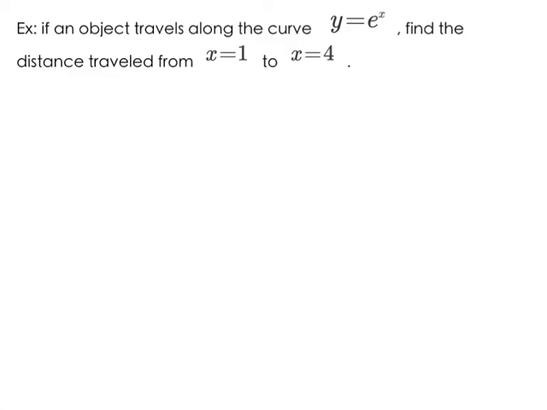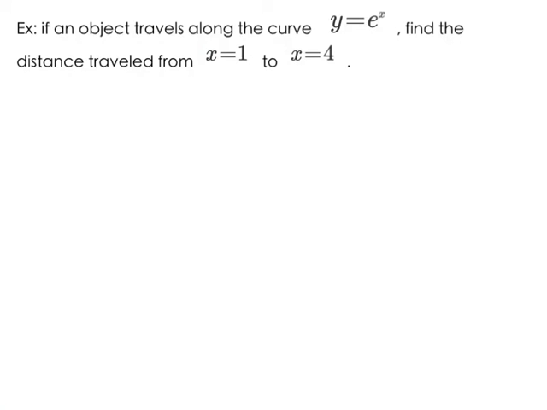Okay, so we're not going to do one that says find the arc length of, because then you know that you have to use your arc length formula, and you just, again, take your derivative, square it, add 1, inside square root, inside integral. Here's one that says if an object travels along the curve y equals e to the x, find the distance from x equals 1 to x equals 4. Okay, so the process is really very, very easy.